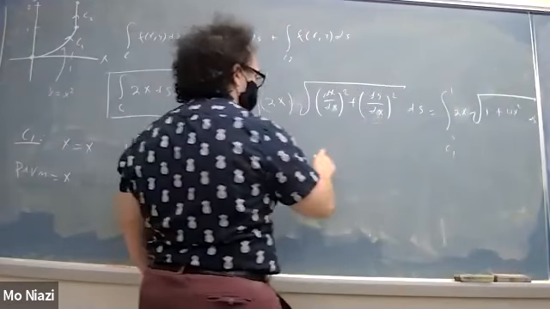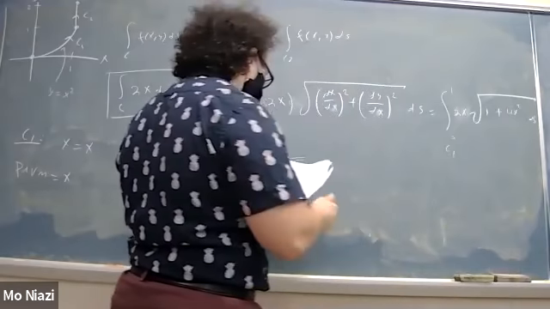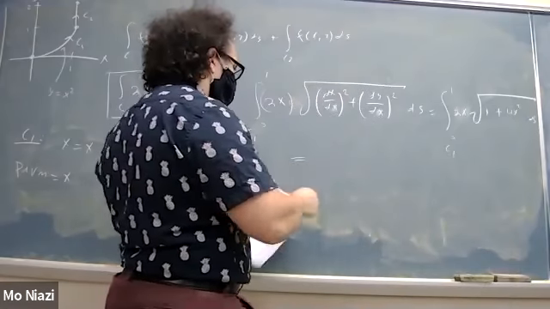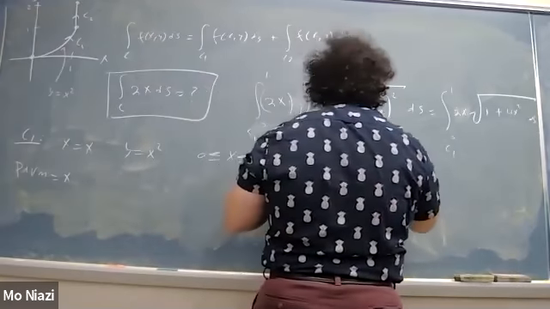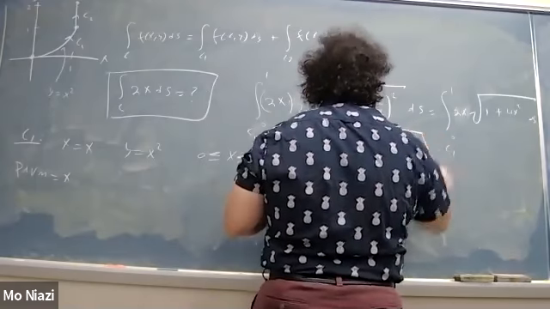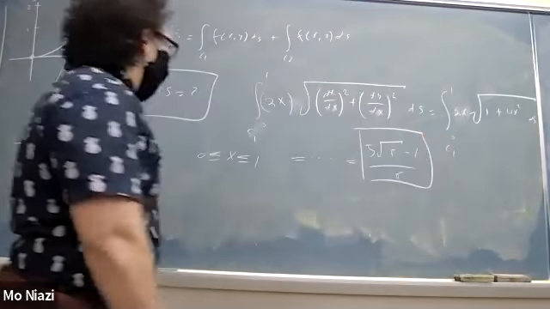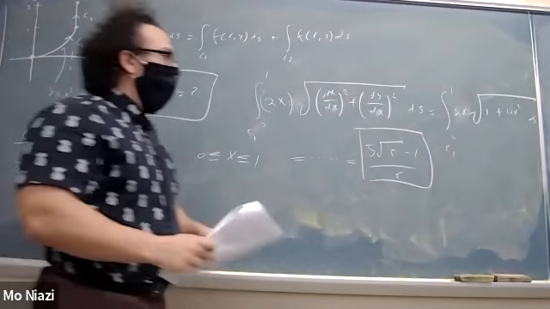And then you just calculate that integral. You do the calculations, and what you end up getting is 5 square root of 5 minus 1 over 6 once you're done. So that's what happens when you integrate down C1. What about when you integrate C2?